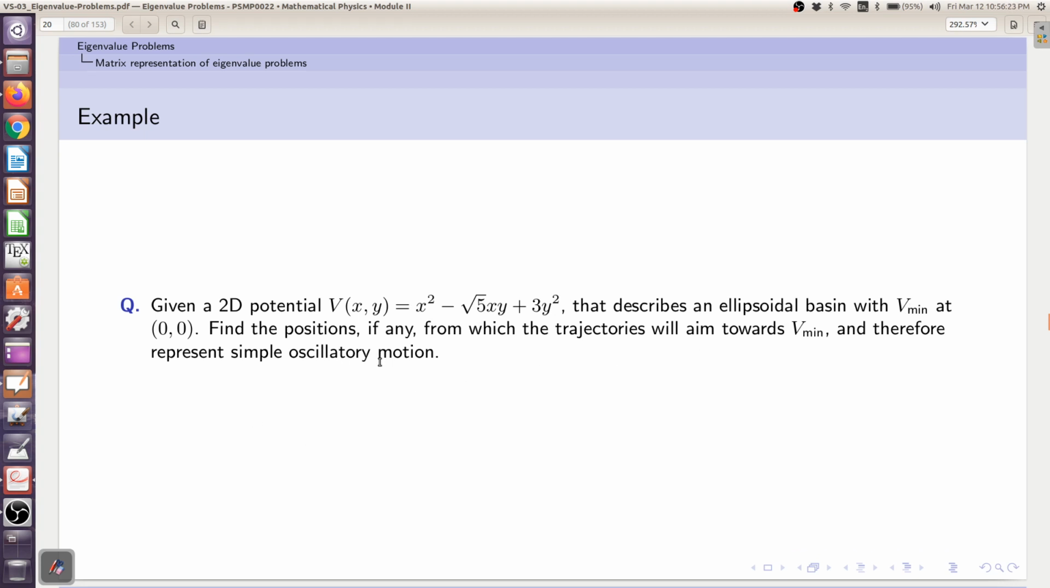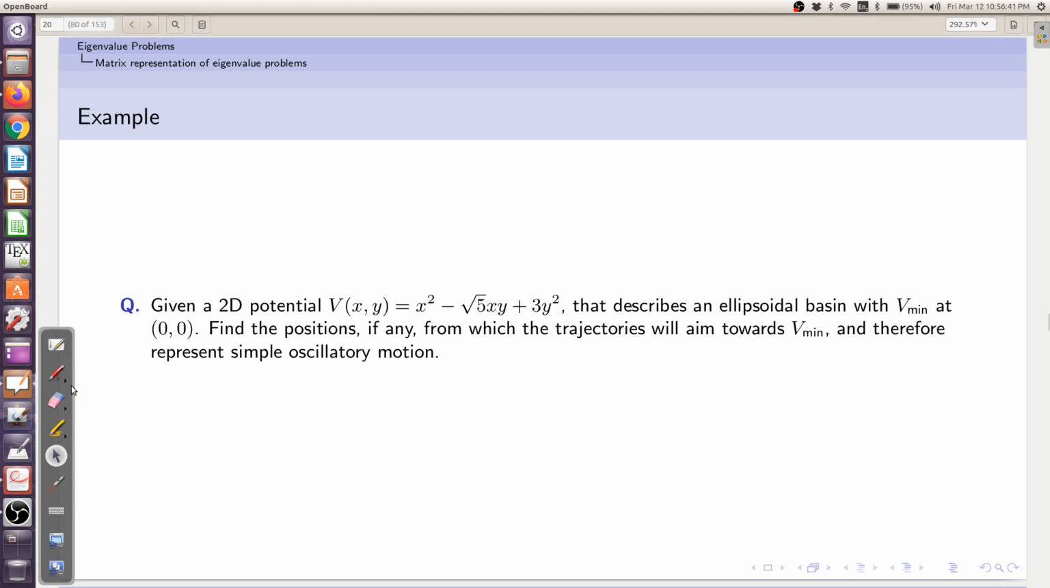So we need to find out the positions, if there are any, such that if you release a particle, the particle will aim towards V minimum, and if it crosses V minimum, it is going to perform simple oscillatory motion. To visualize this, we have to think of a basin which is elliptical in shape. Let's say I have a basin, and if I take a cross section of the basin, it is elliptical, then the size of the ellipse gets smaller and smaller.